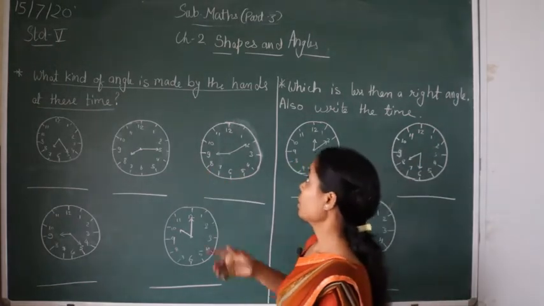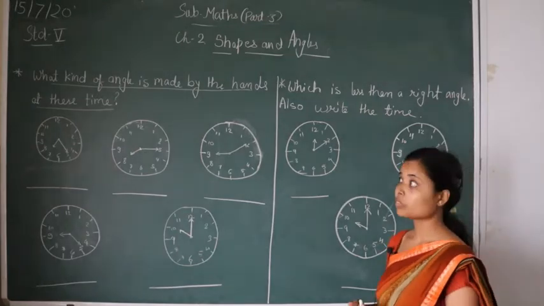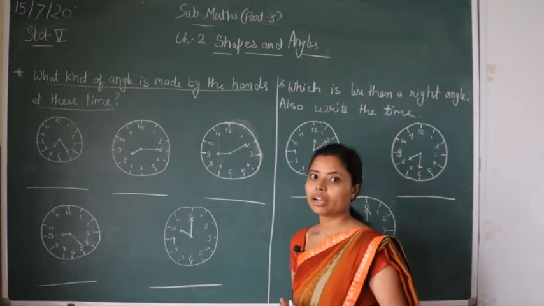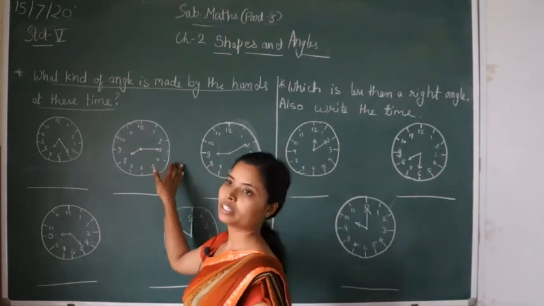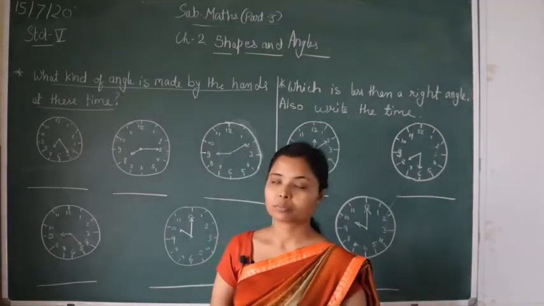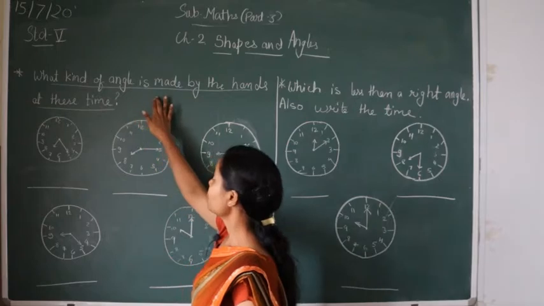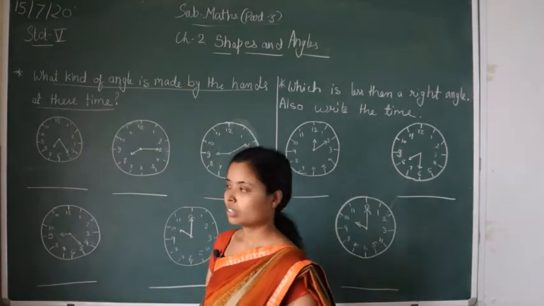Standard 5th, Subject Maths, Chapter 2nd, Shapes and Angle. In previous parts, we have learned about shape and then we have learned about angle. Now, we will learn about time and angle. The first question is, what kind of angle is made by the hands of these times?